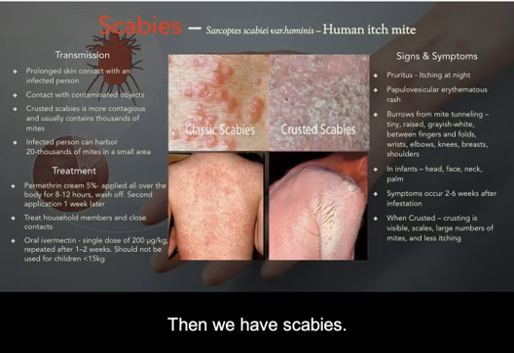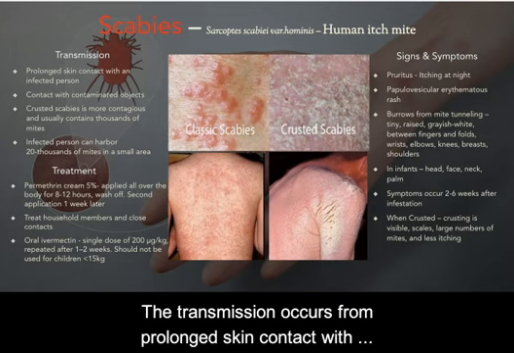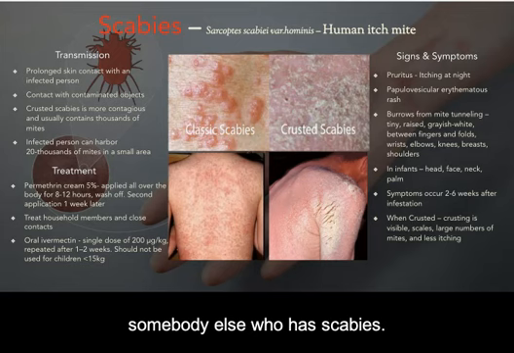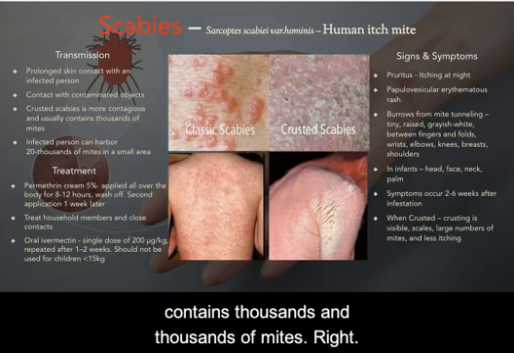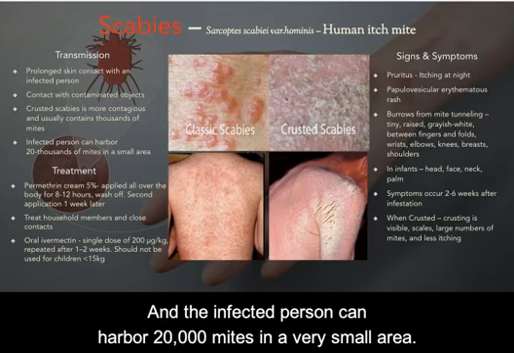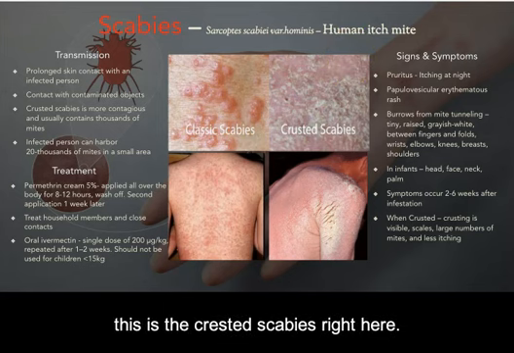Then we have scabies. It's basically the human itch mite, right? The transmission occurs from prolonged skin contact with somebody else who has scabies, or contact with contaminated objects. Crusted scabies is more contagious and usually contains thousands and thousands of mites, right? The infected person can harbor 20,000 mites in a very small area. If you notice here, this is the classic scabies and this is the crusted scabies right here.